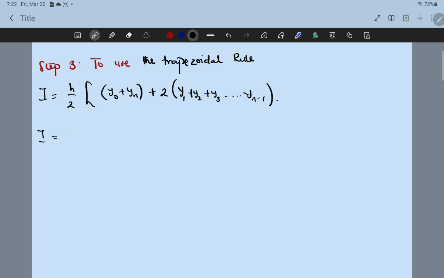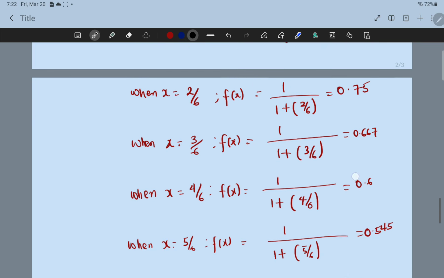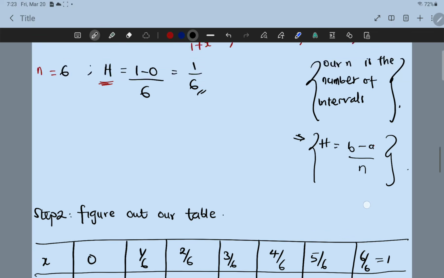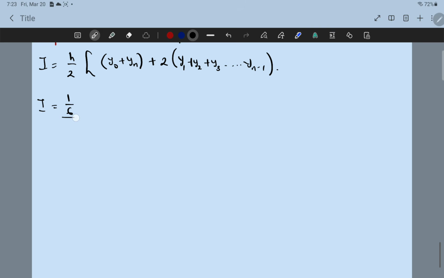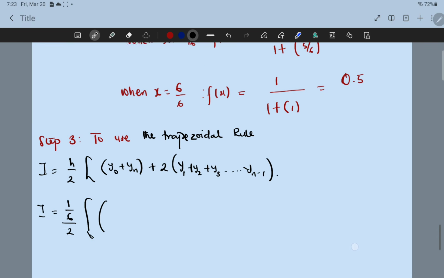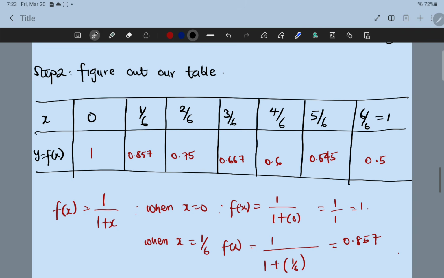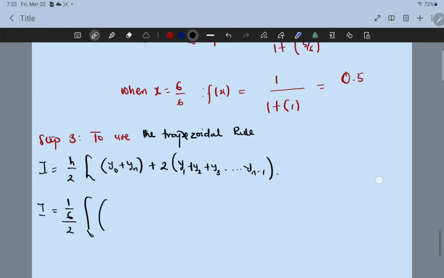So in this case, what's our H? Let's go back to the question. Our H in this question is 1 over 6. So we have 1 over 6 divided by 2 into the bracket of Y naught. What is the beginning of the table? This is Y naught. This is Y1. This is Y2. This is Y3. This is Y4. This is Y5. And this is Y6.